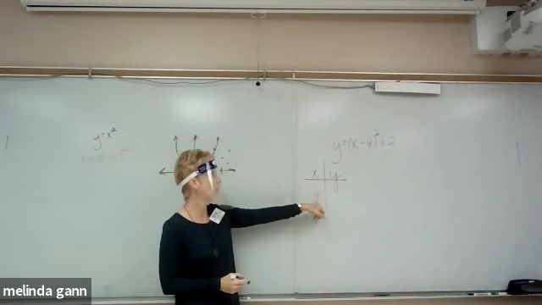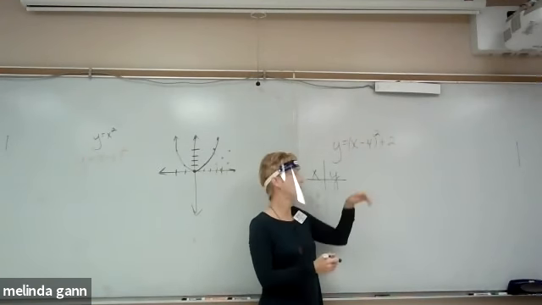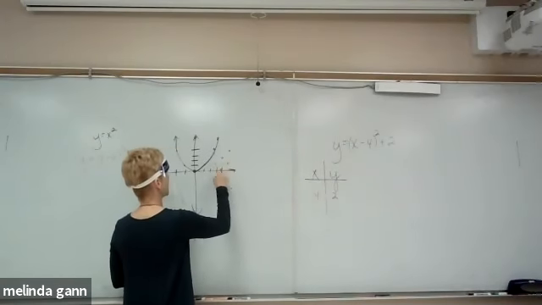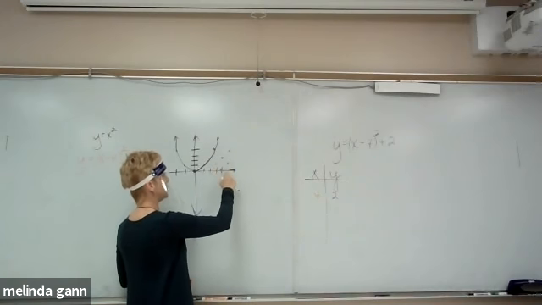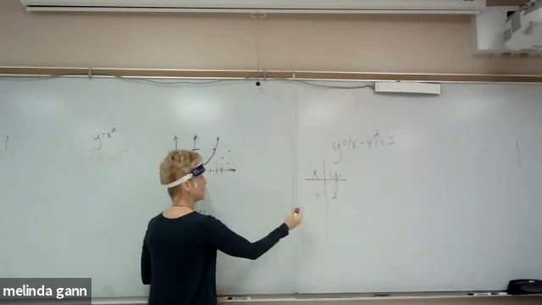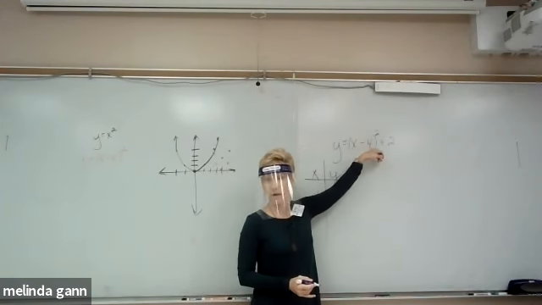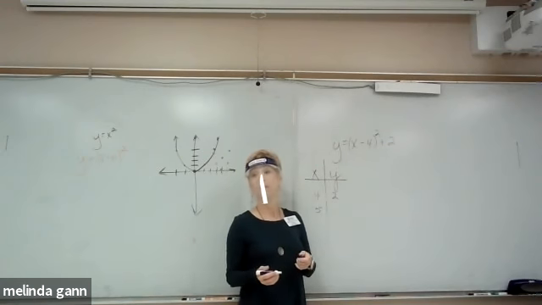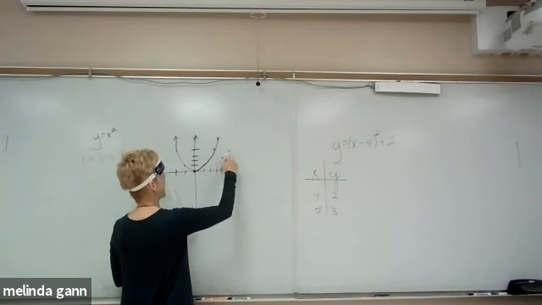And sure enough, look what happens if I put in 4. 4 minus 4 is 0, and 0 squared is 0. What's 0 plus 2? 2. And sure enough, that point right there is 4, 2. If I put in this point, which is 5, what's 5 minus 4? 1. What's 1 squared? Still 1. And what's 1 plus 2? 3. And sure enough, that's the point 5, 3 right there.